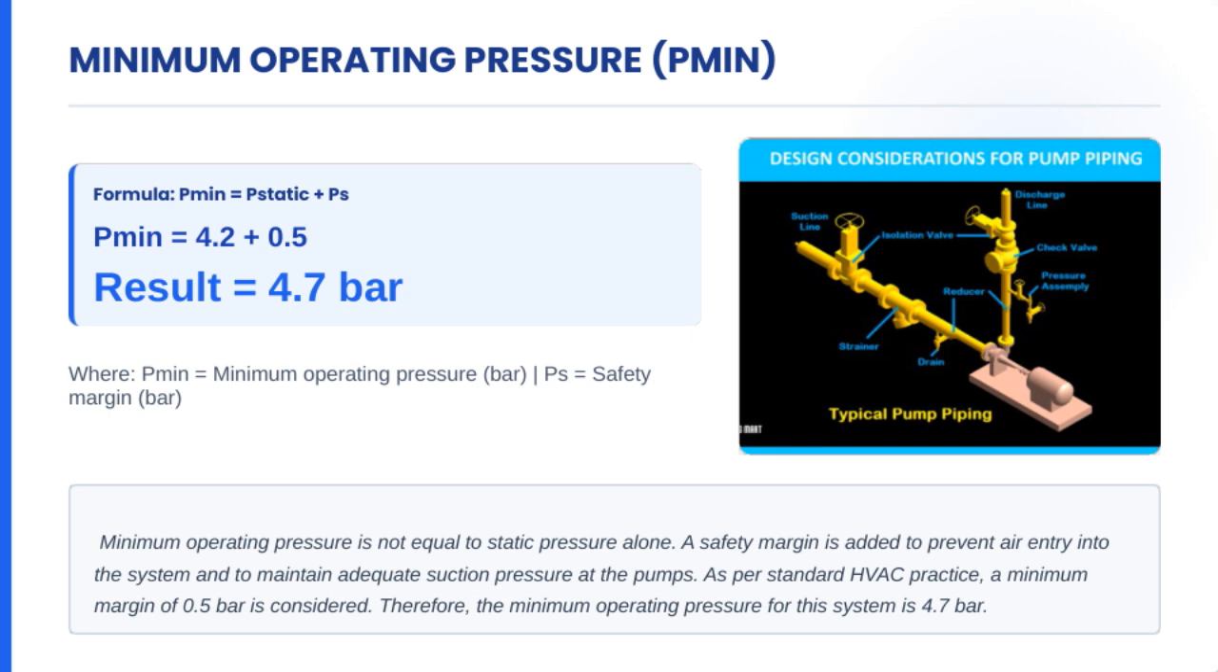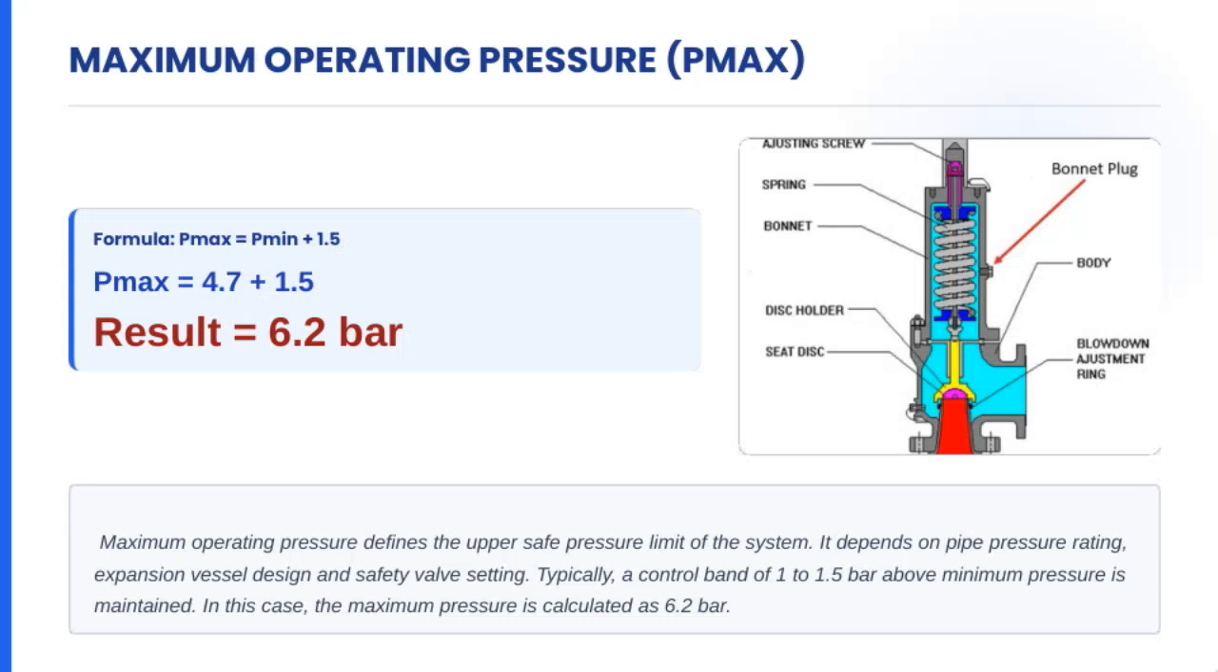Now let's look at the maximum operating pressure, or Pmax. In this case, the result is 6.2 bar. To understand how we arrived at this number, we use the simple formula: Pmax equals Pmin plus 1.5. In our example, Pmin is 4.7 bar, so when we add 1.5, we get a Pmax of 6.2 bar.